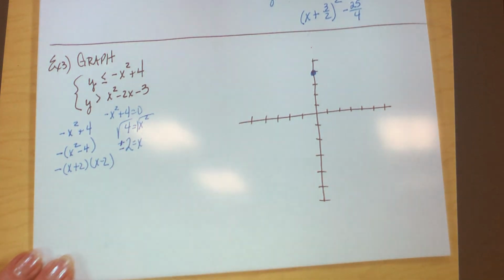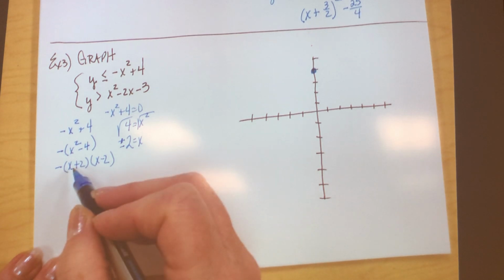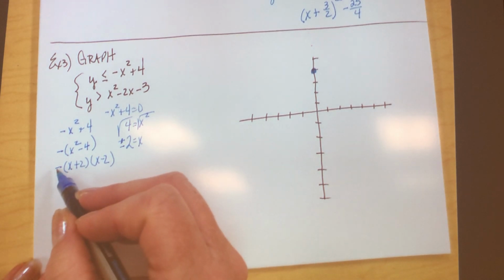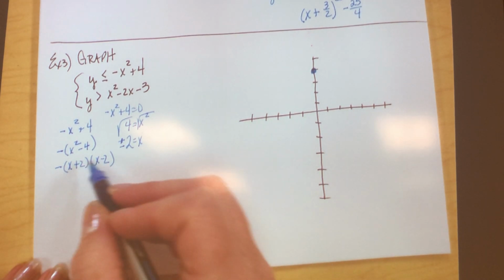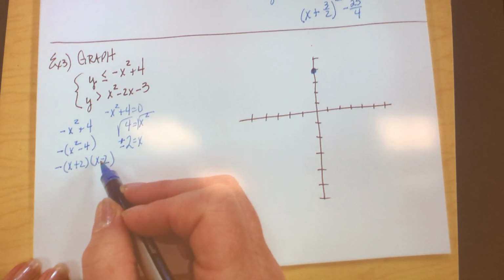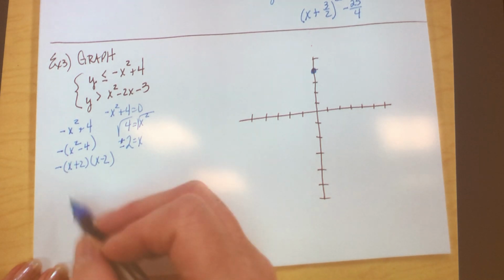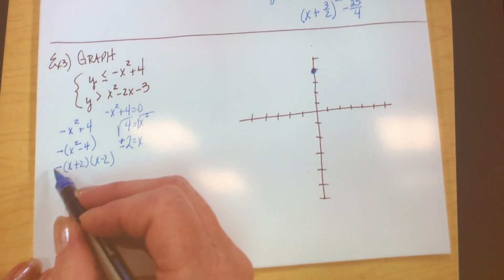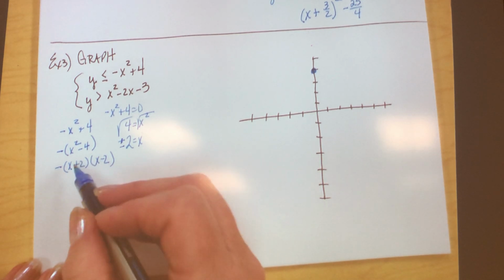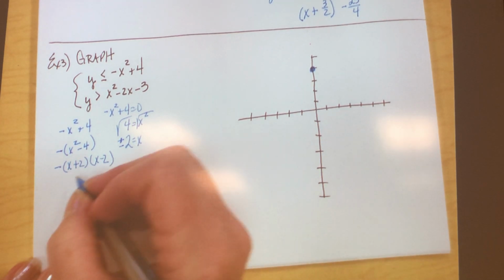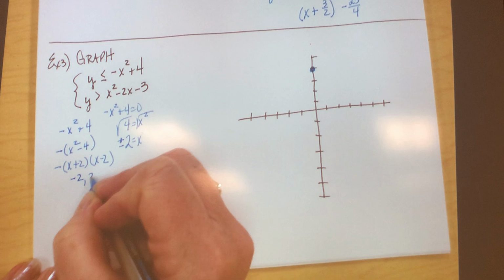Plus or minus 2. You're going to get the same thing here. Does this negative right here affect any of these roots? No. What is the only thing that negative does? It tells me my parabola opens down. That's all. It has no effect on these factors. So this is a negative 2 and this is a positive 2.